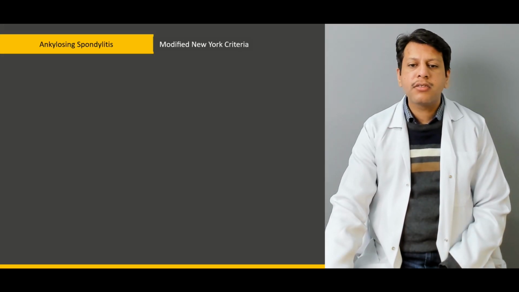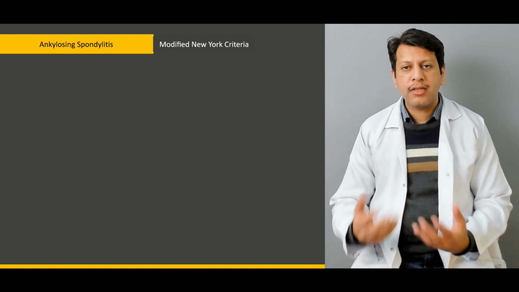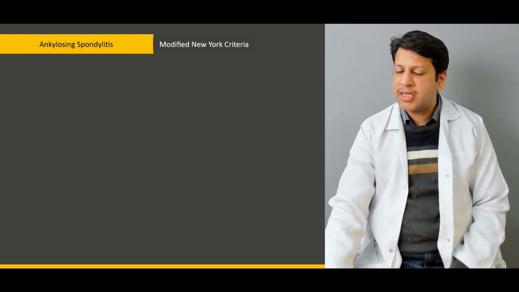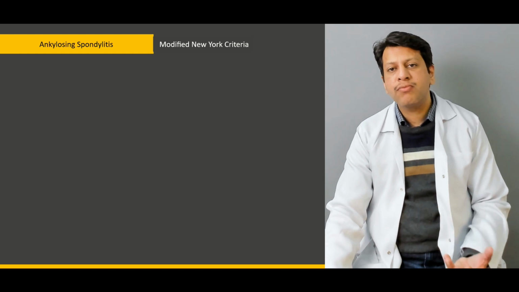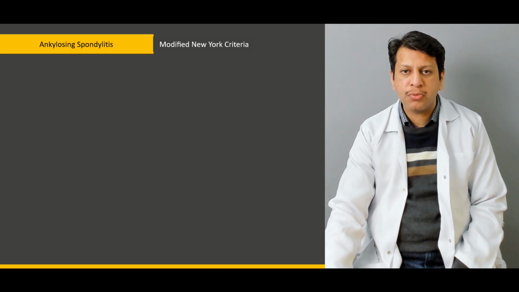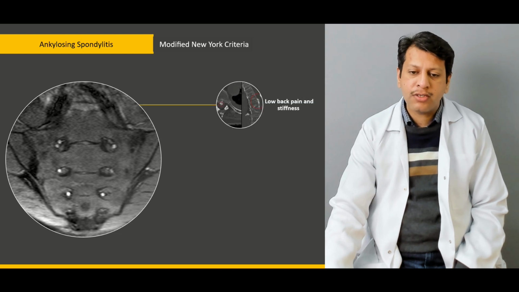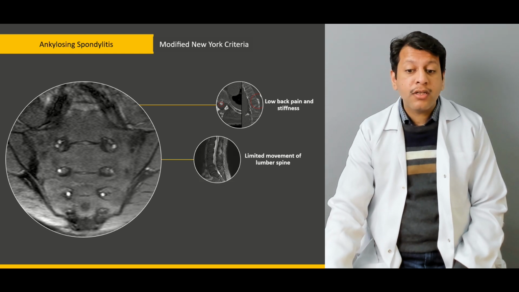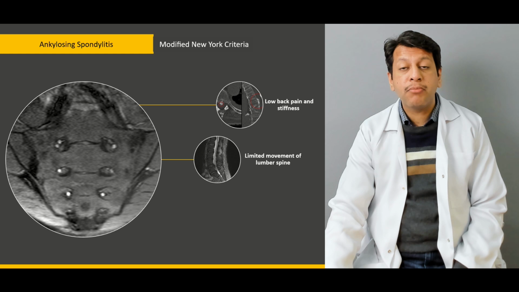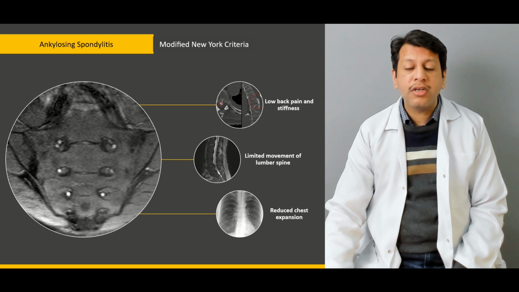Now coming to the signs and symptoms of ankylosing spondylitis. As I told you, classically it presents with three problems: sacroiliitis, HLA-B27 positivity, and uveitis. But there are other criteria for the clinical assessment, especially of low back pain. This is called the modified New York criteria, which assesses patients with low back pain and lumbar sacroiliitis. Especially if there is low back pain and stiffness for greater than 3 months, associated with limited range of lumbar spine movement, that is flexion, extension, as well as lateral flexion, as well as reduced chest expansion.